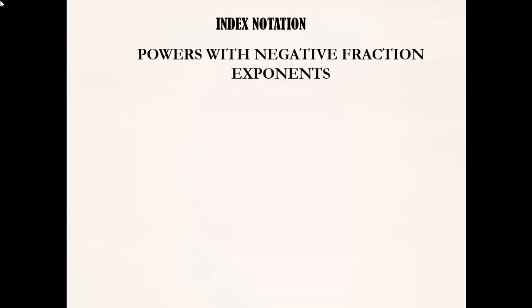Again, let's consider powers with negative fraction exponents. a to the power negative half is the same as a to the power half all raised to the power negative 1, which means the square root of a to the power negative 1. This is also the same as the reciprocal of the square root of a, and that is going to be 1 over the square root of a. As we discussed earlier, the negative 1 out there simply means the reciprocal of whatever the base is.